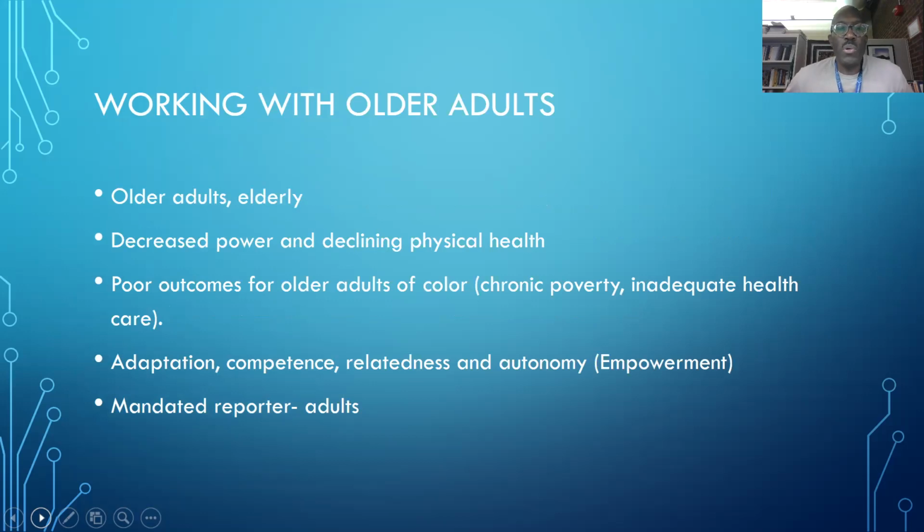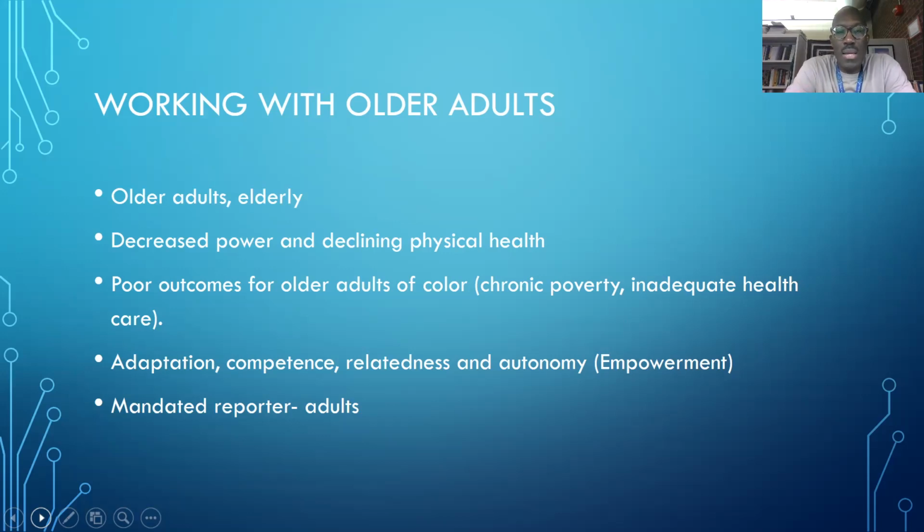Also, working with older adults. When we think about older adults, we're thinking about people who are considered elderly, and that's the appropriate terminology that we utilize in terms of working with them, 65 and above. Things to keep in mind: oftentimes older adults have decreased or diminished power, and that's social power or the ability to advocate for themselves. And they often are in declining physical health. So these are 2 factors that are pretty consistent with understanding how to work with older adults.